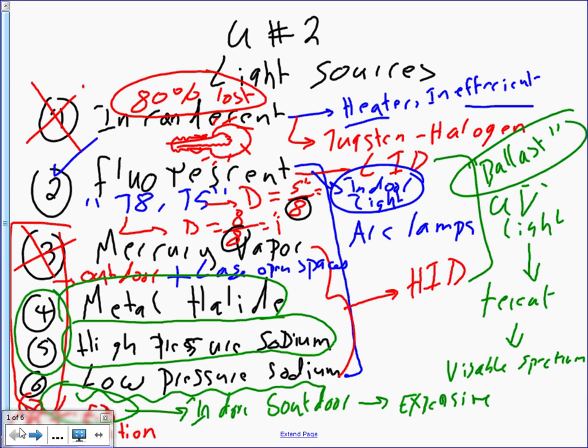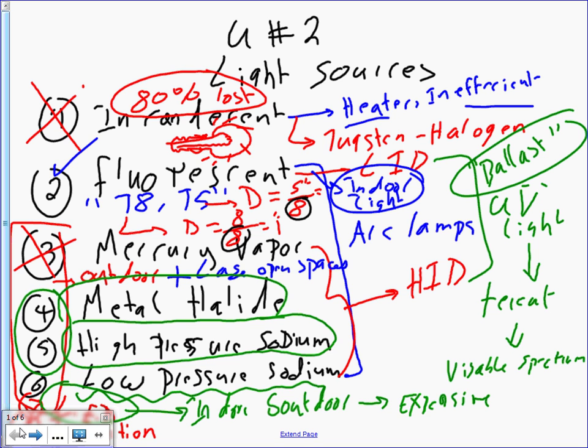I want to take you guys to one curve. I would like you to go to page 19, please. If you go to page 19, minutes of warm-up time and percentage of normal. If you guys look at this, this is a warm-up characteristic for mercury vapor.